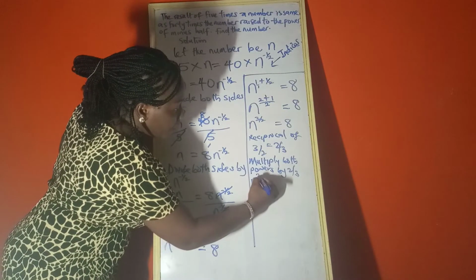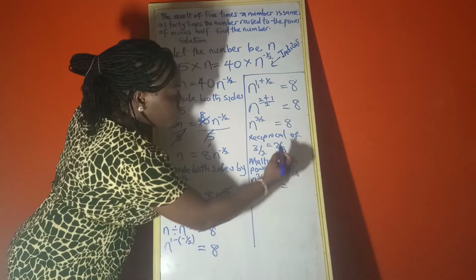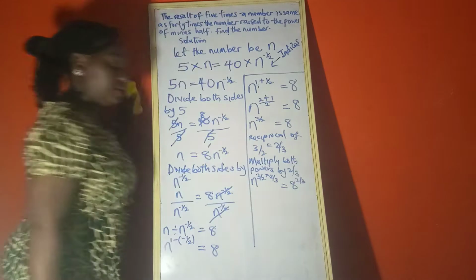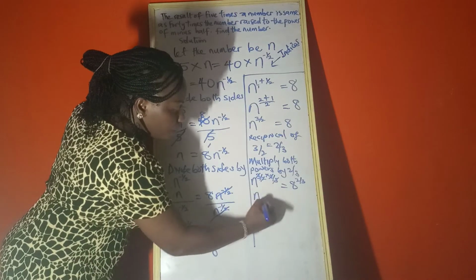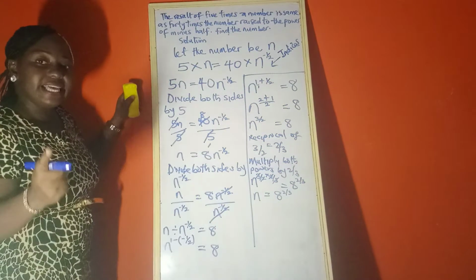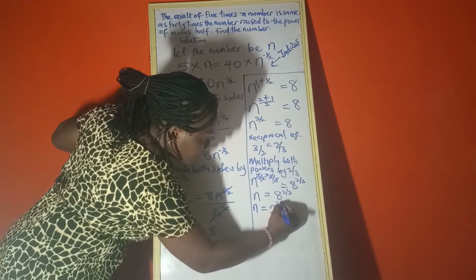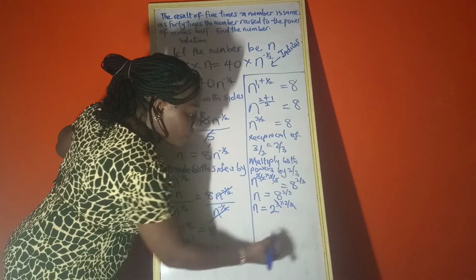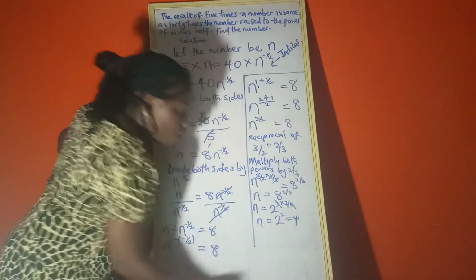I have n raised to power 3 over 2, then times 2 over 3 equals to 8 raised to power 2 over 3. Now, they will cut out. My n will be equals to 8 raised to power 2 over 3. Now, 8 in index form is 2 raised to power 3. So I have 2 raised to power 3 times 2 over 3. Eventually, it will cut out. N equals to 2 raised to power 2, which is 4.